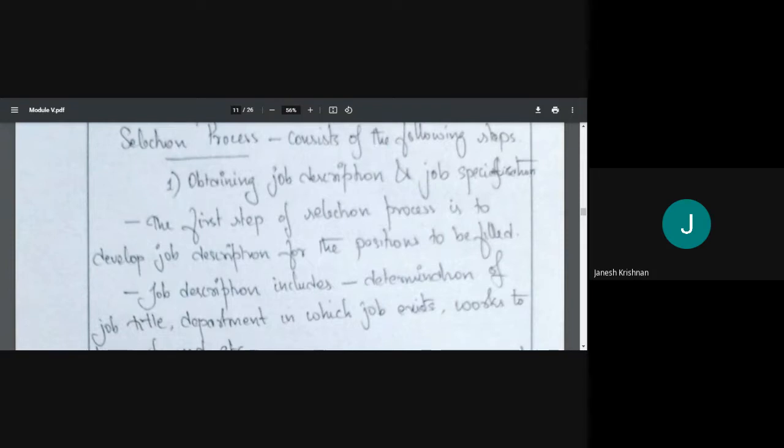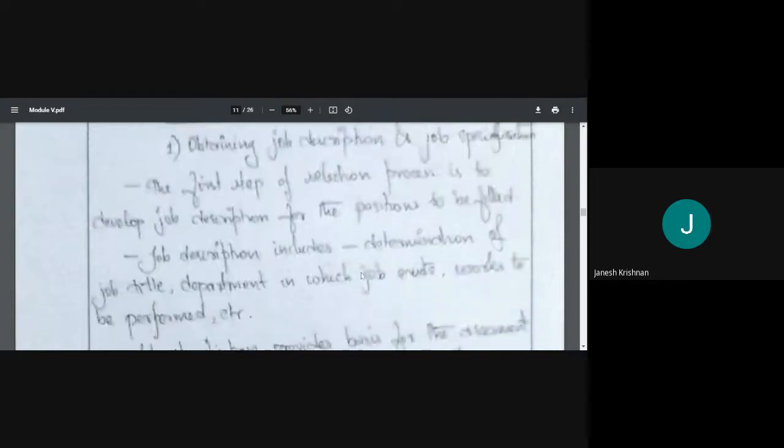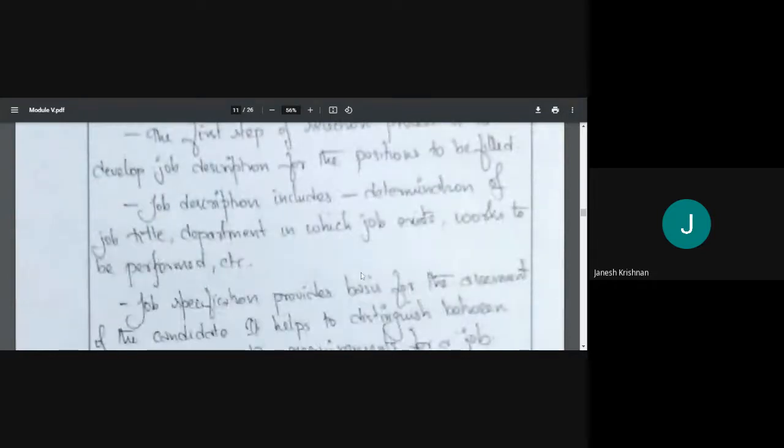Okay, so the job description gives us the job title, or which department the person has to work in, or what work he has to perform. So the description will describe the job. Your title is site engineer. You might be working on a bridge construction. So what works have to be considered? You'll be singly in charge of the entire project. Like that, the description will be given.